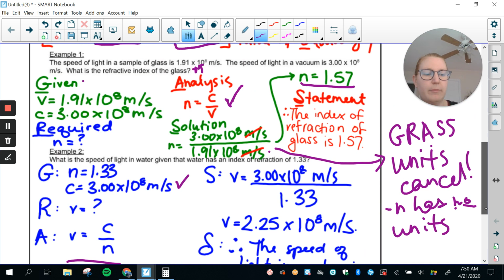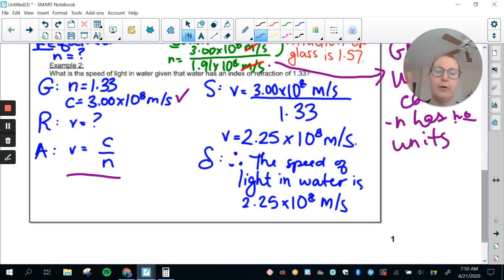Just scrolling back down to example number 2, that's the equation I'm going to use. Over here, I'm going to show you using my calculator. I have 3.00 times 10 to the 8. That was C, the standard value we know. And then 1.33. Notice we have meters per second on the top but not on the bottom, so at the end we should still be left with meters per second, which makes sense because we're talking about a speed.